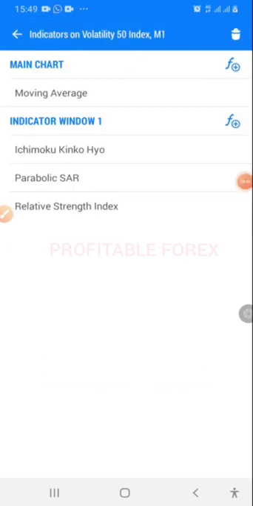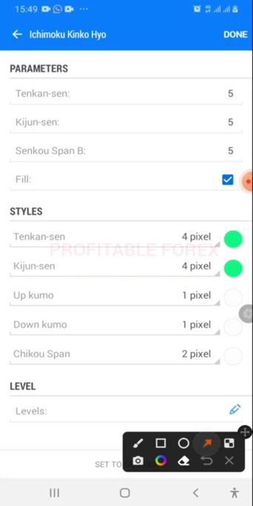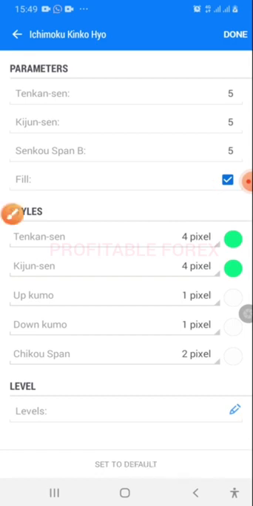And the next indicator is the Ichimoku, and the setup is Tenkan-sen 5, Kijun-sen 5, Senkou Span B 5, and the fill, make sure you tick this fill. Then for the styles, we have the Tenkan-sen 4 pixel, any color of your choice, but I use green, and the Kijun-sen 4 pixel and green also. Then the other ones, they are 1 pixel, 2 pixel, and use the background color, your chart background color. Okay, mine is white, so I used white.